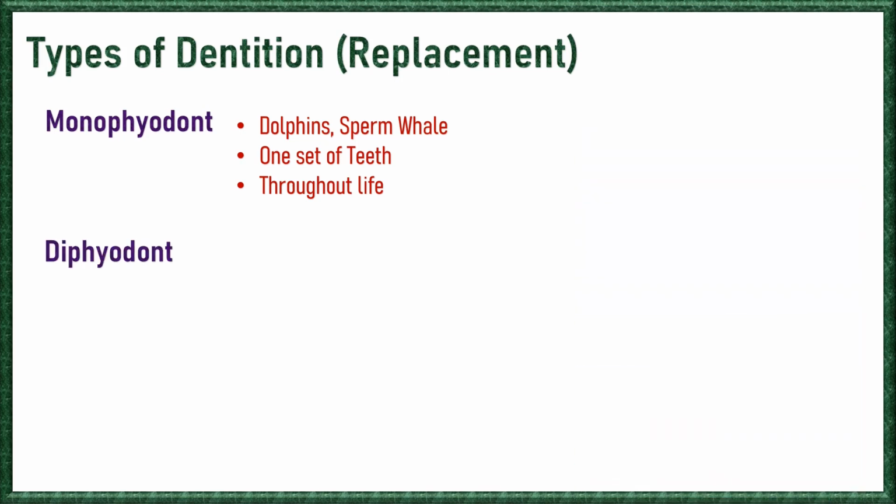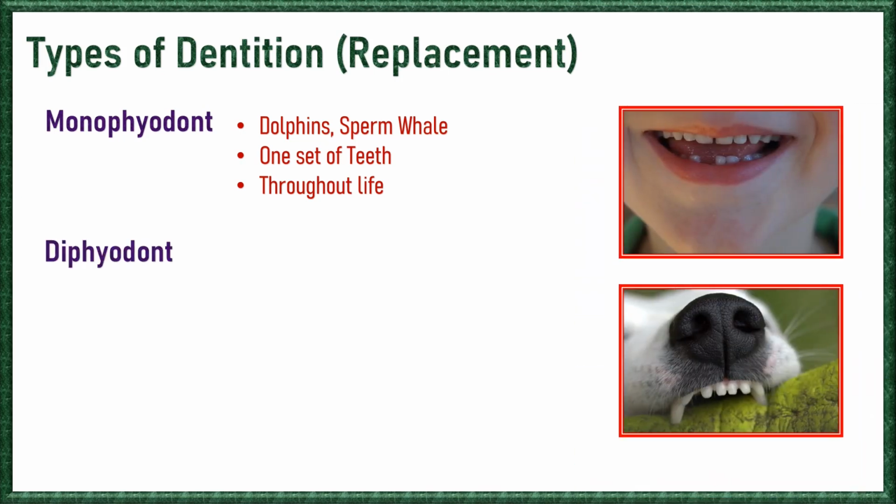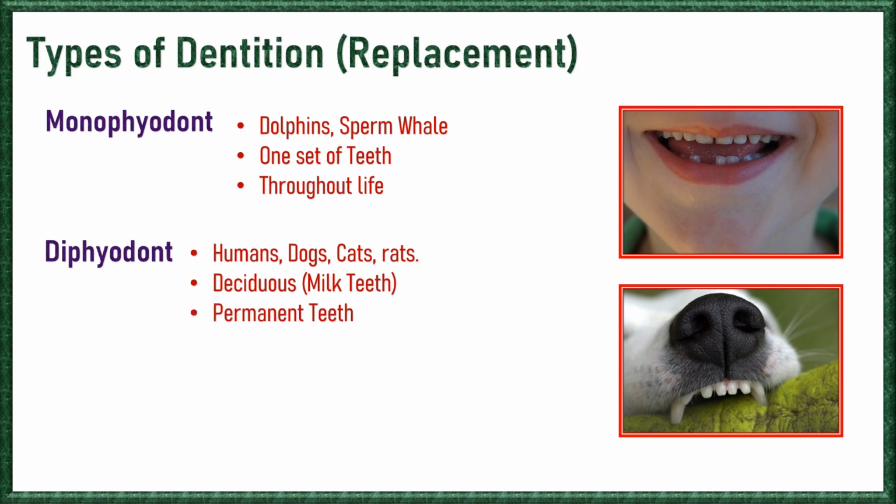Number 2, diphyodont. That means the teeth will be replaced by other teeth in the lifespan. Examples include humans, dogs, cats, rats. Now there are two types of teeth based on early and later life. The first teeth, called deciduous teeth or baby teeth or milk teeth, are replaced by permanent teeth later in life when the nature of food intake changes. The same is the case with other mammals belonging to this category.